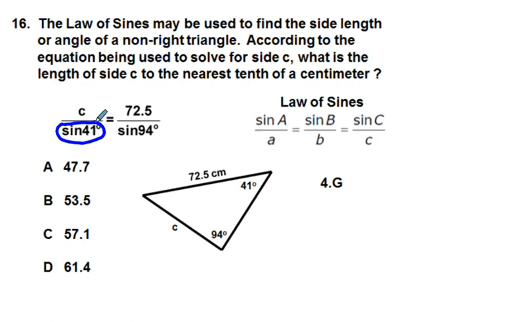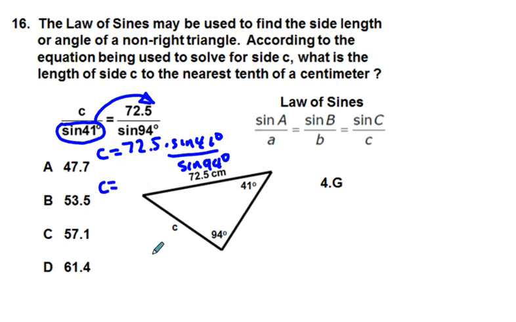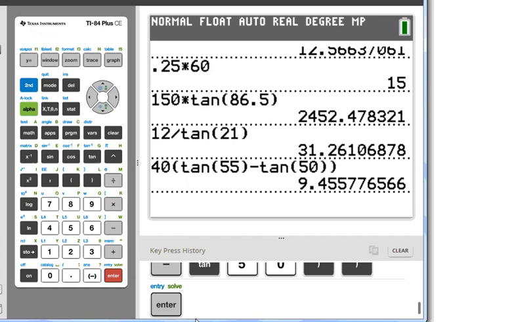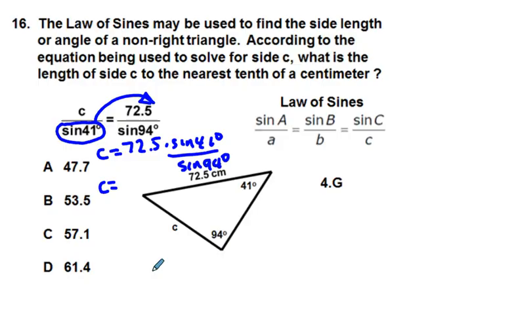If we cross multiply the sine of 41 degrees, C is going to be equal to 72.5 times sine of 41 degrees over sine of 94 degrees. So C is going to be equal to, on the calculator, if I can remember here, 72.5.